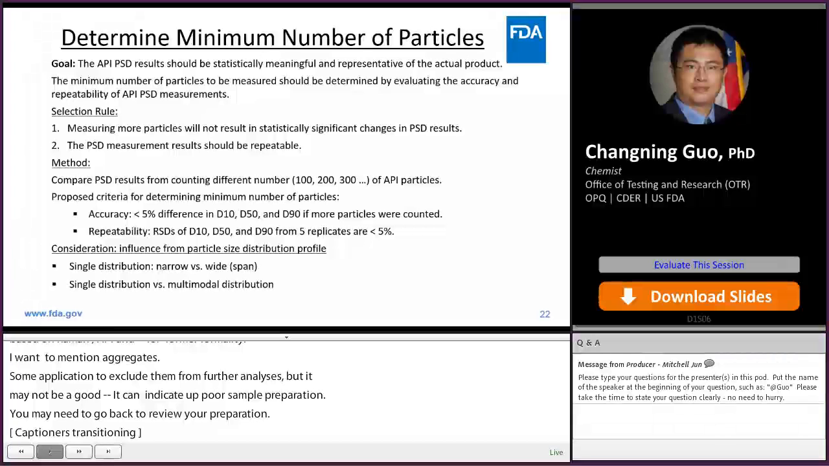The minimum number of particles depends on the particle size distribution profile. The number required could be significantly increased if you have a wider particle size distribution profile or have a multi-modal distribution.